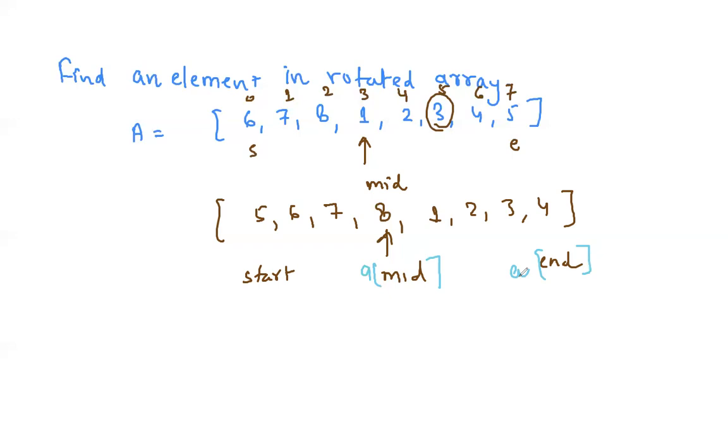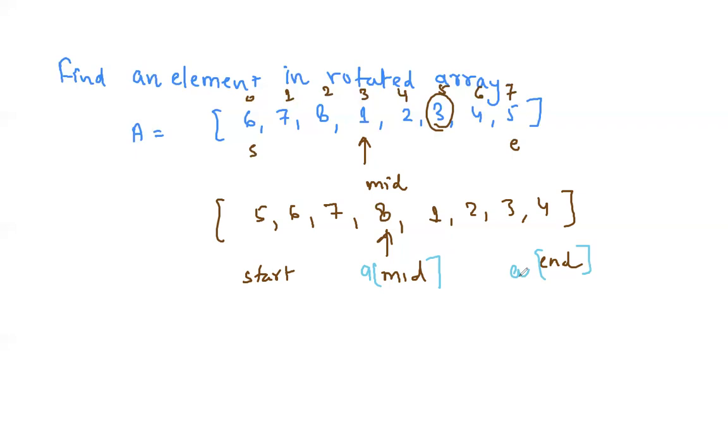So A of mid greater or equal to A of end. I will check that one later. And now what does that tell you? How is the relationship between A of mid and A of end? It's not sorted. Yes, it's not sorted. That's how you realize that the left hand side is sorted, not by comparing A of start with A of mid.